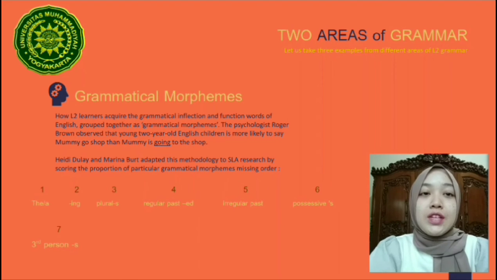The least used items were the possessive, ending with 's. For example, John's cake. And the third person singular, ending with -s on the verb. For example, cooks the cake.